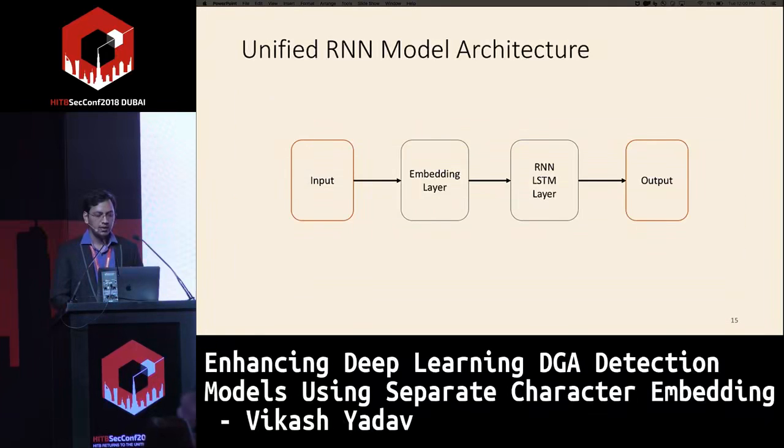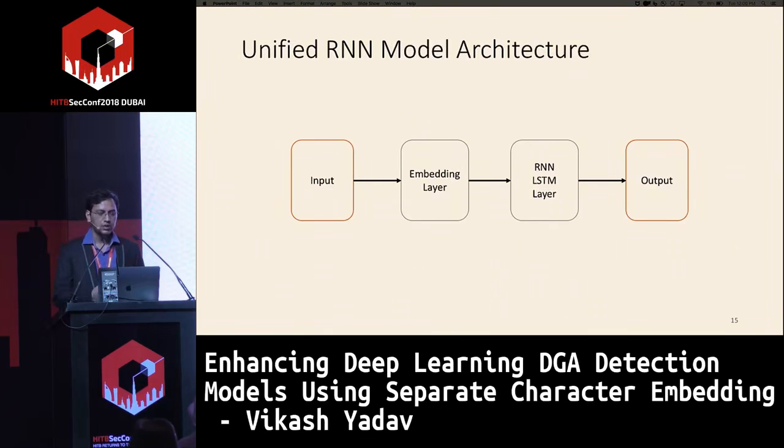So this is the architecture of an RNN model. There are 4 components. The input is the domain name, which first goes through an embedding layer that learns a vector representation, and I'm going to talk about that in the next slide. Then it passes through an RNN LSTM layer, and the final output is a probability. What's the probability of the input domain being a DGA? If it's high enough, you can block that DGA from communicating to the C2 server.